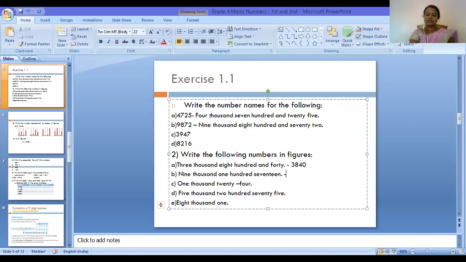Let's try the next one. 9 in the thousands place, 1 in the hundreds place, and 17. Similarly, practice question number C, 1024, 5275, and 8001 in your notes.